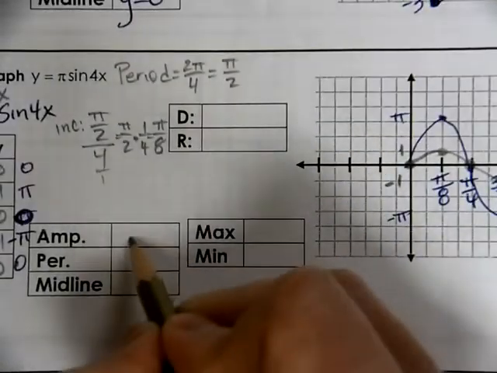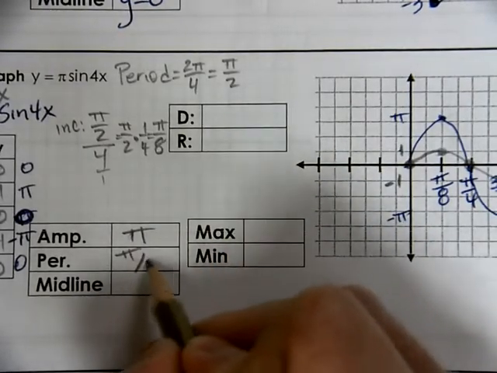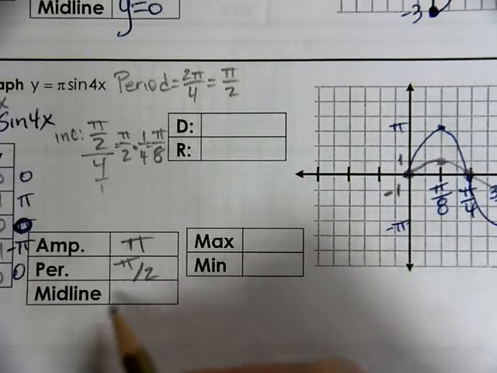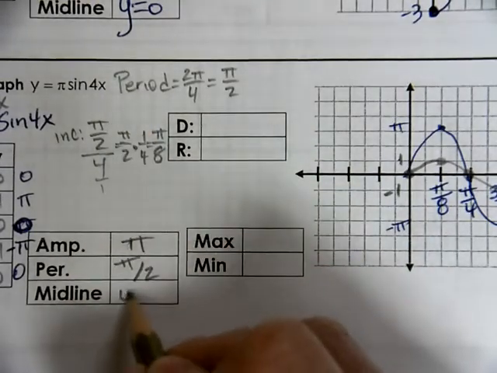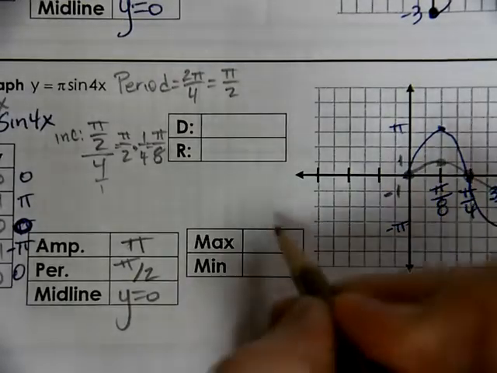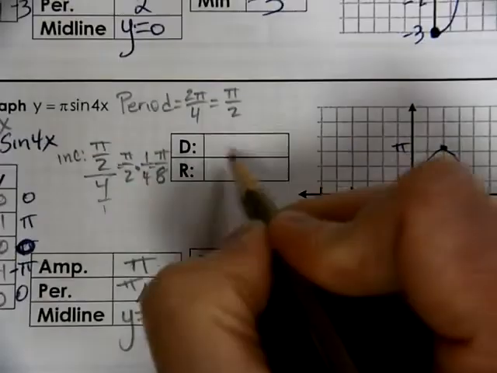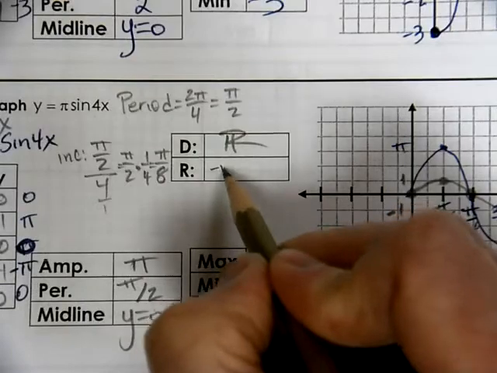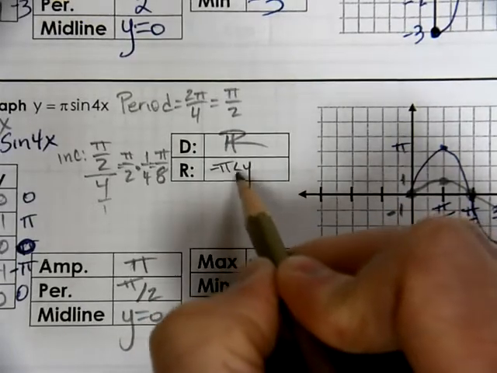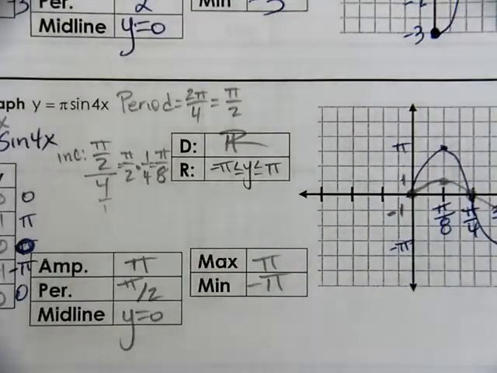This has an amplitude of pi, a period of pi over 2, because that's what we calculated, a midline, that's the k value. We have no k value, so that's y equals 0. We have a maximum of pi, a minimum of negative pi. The domain is always all real numbers, and the range is going from negative pi to positive pi.